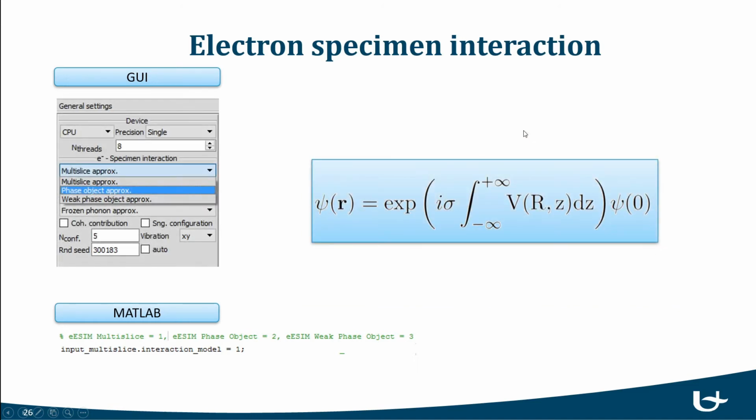If we neglect this propagation within the specimen, that is the so-called phase-object approximation, which is entirely based on the projected potential of the specimen. A first-order Taylor expansion of this expression is called the weak phase-object approximation.